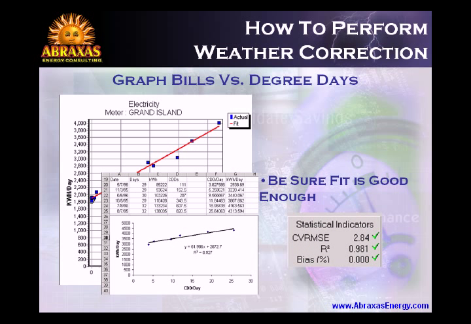Now we need to make sure the fit of our line is good enough. There are statistical indicators that tell you whether you have a good fit or not. The most commonly used statistical indicator is the R-squared value. If you are using weather correction or weather normalization for performance contracting, you may want to pay attention to the CV-RMSE and the mean bias. However, if you're an energy manager, the R-squared value is probably a good enough indicator of how well your best fit line matches your bill data.